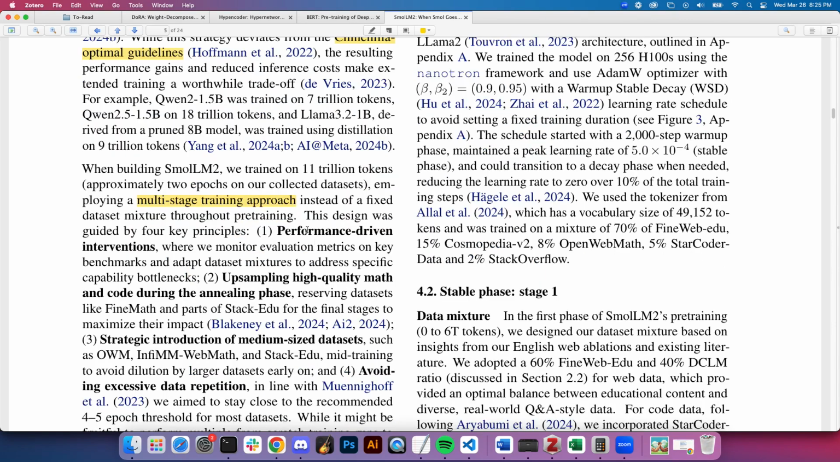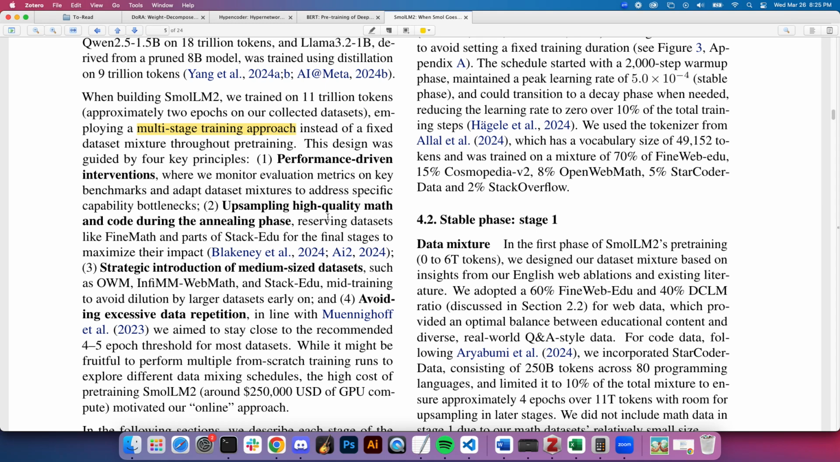Okay, 4 principles: performance-driven interventions. We monitor evaluation metrics on key benchmarks and adapt dataset mixtures to address specific capability bottlenecks. Upsampling high-quality math and code during the annealing phase. Reserving datasets like FineMath and parts of Stack EDU for the final stages to maximize their impact. I just feel like this is really cool, and I'm curious to try that out, obviously on a much smaller scale. But it seems like the concept is that the model learns basic grammar and reasoning, or I guess general knowledge, maybe some reasoning, definitely language, in the early stages, and then once its capabilities get up to speed, you give it the more high-quality complex data. So that's what I'm guessing.